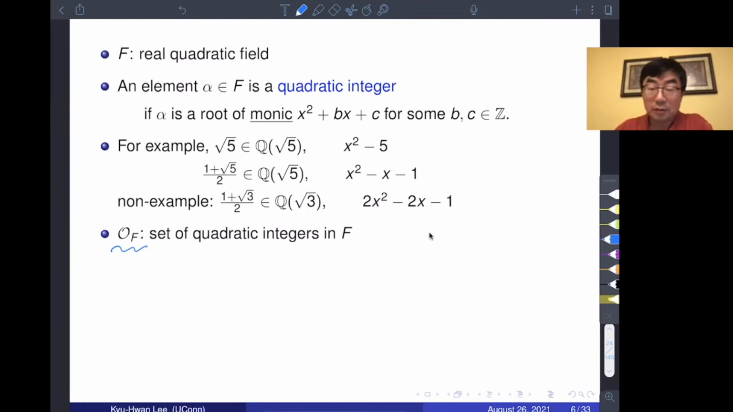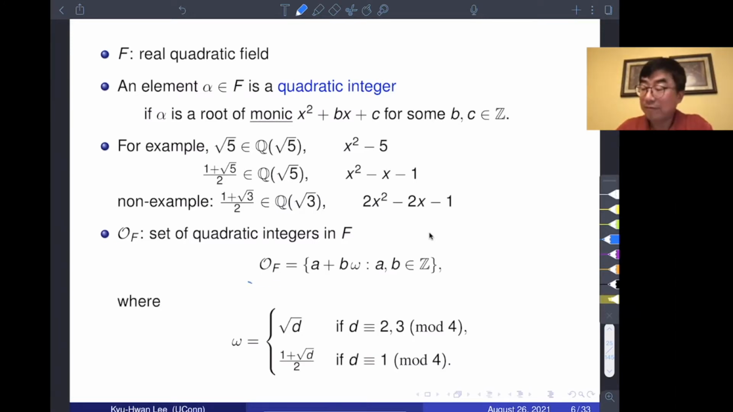Let us denote the set of quadratic integers in F by O_F. Then O_F can be described in this way. It is a lattice like this. If D is congruent to 2 or 3 modulo 4, then omega is just the square root of D. If D is congruent to 1 modulo 4, then omega is this. So square root of 5 has this shape of omega.